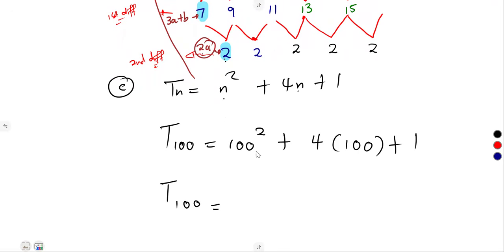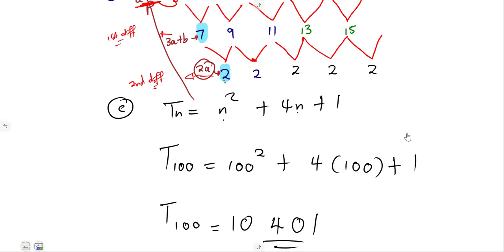So here you can simply use your calculator, guys, to simplify everything. You can simplify stage by stage. It is in your hands. You're going to obtain 10,401. So that is how these questions can be given. You need to work out as many questions as you can.